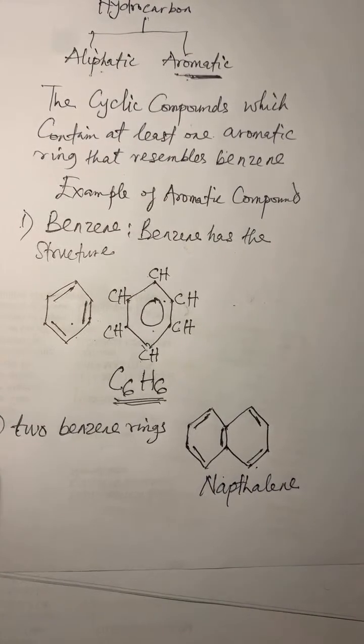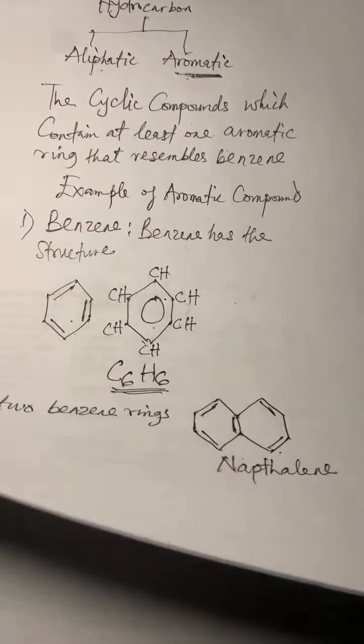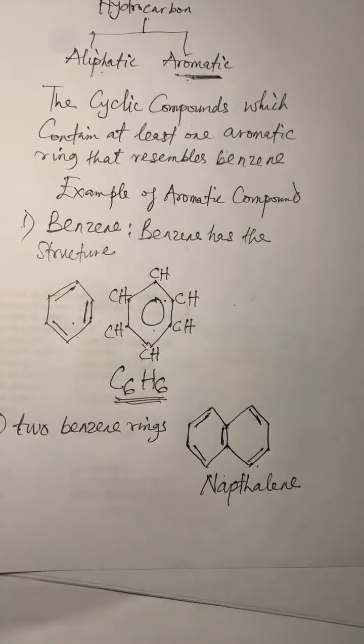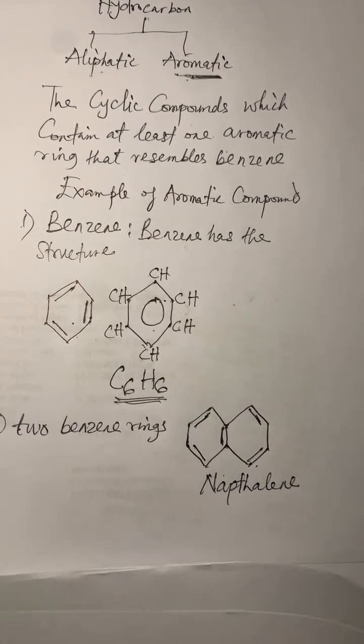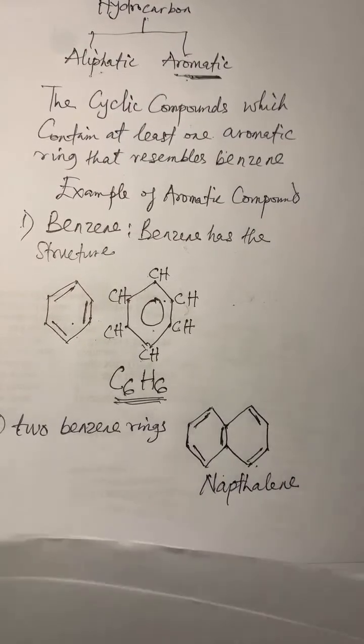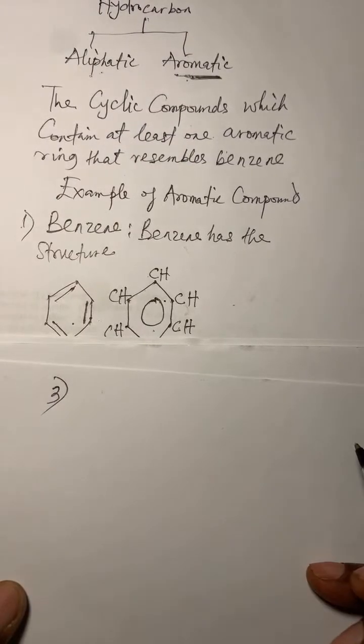Let's move forward to the next phase of this class. We just talked about when we have a benzene ring, and we have also talked about when we have two benzene rings. Let's see the last example when we have three benzene rings.